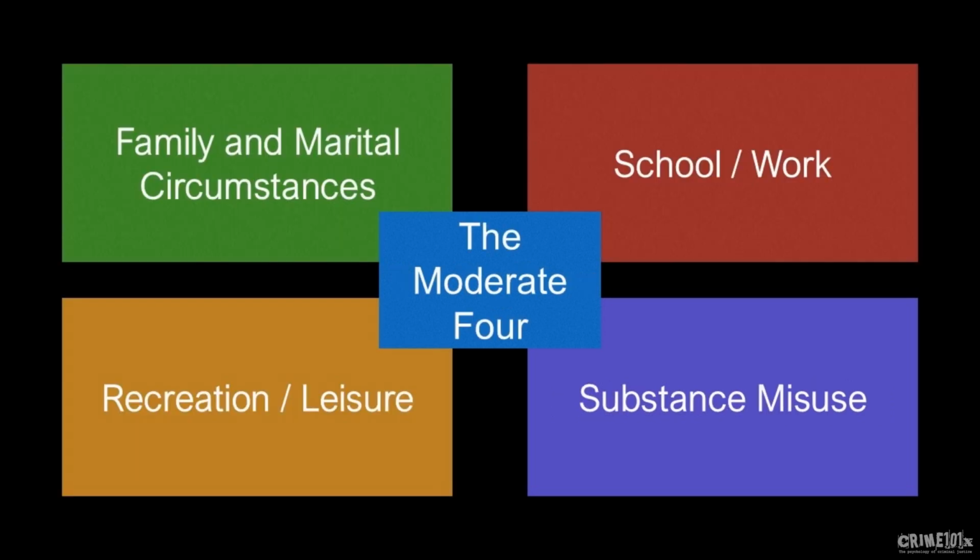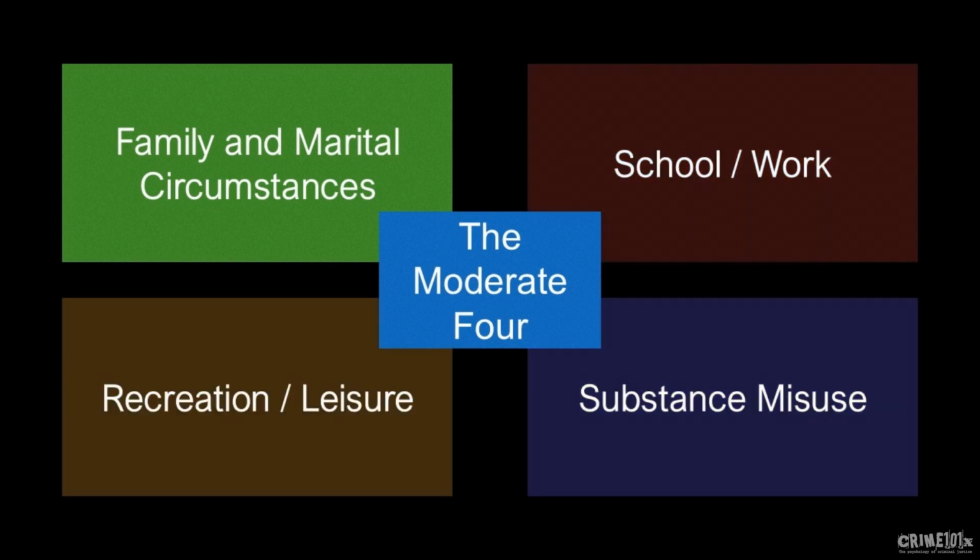Now, the last 4 factors of the Central 8 are usually called the Moderate 4. This is because they still predict recidivism, but only moderately so. These include family or marital circumstances, school or work, leisure and recreation, and substance misuse.